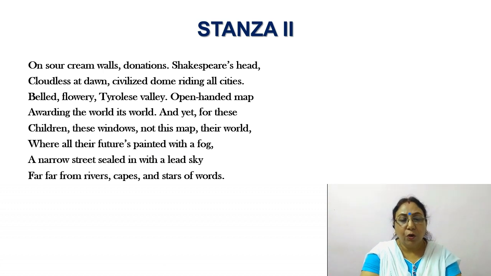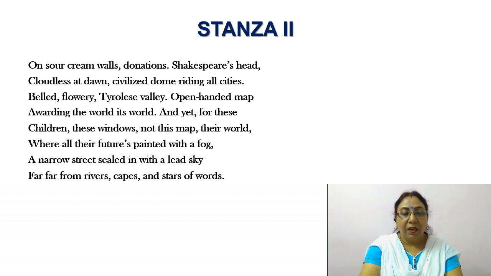These windows, not this map, their world, were all their futures painted with a fog. Here fog represents the vagueness, where the children do not have any future because they live in such a place, in such a slum area, which is cut off from the world of the haves and the elite people.